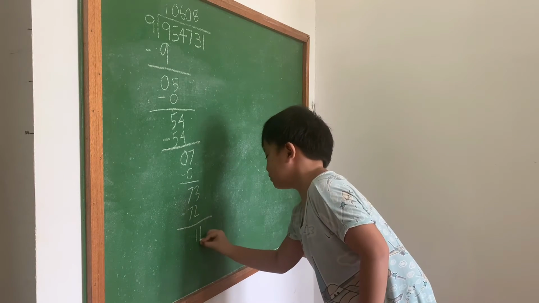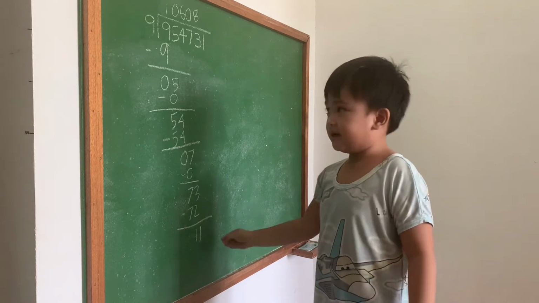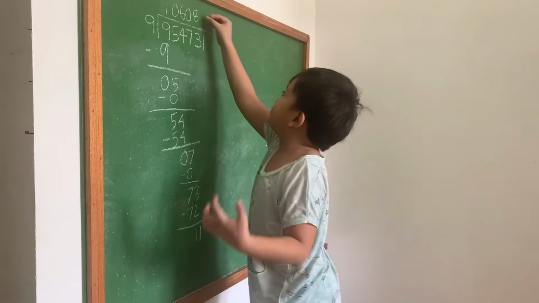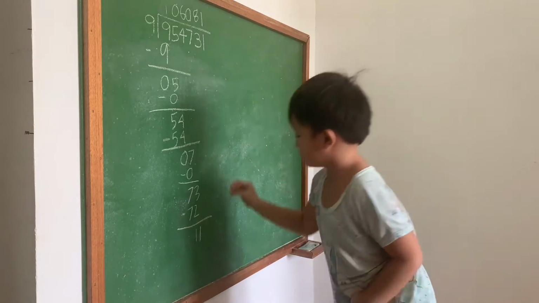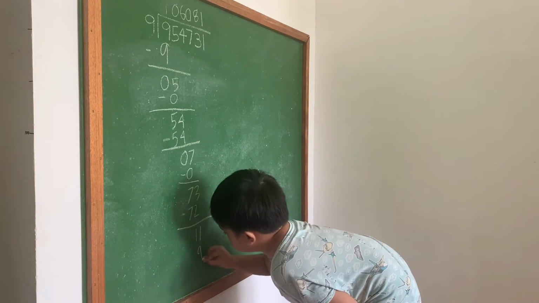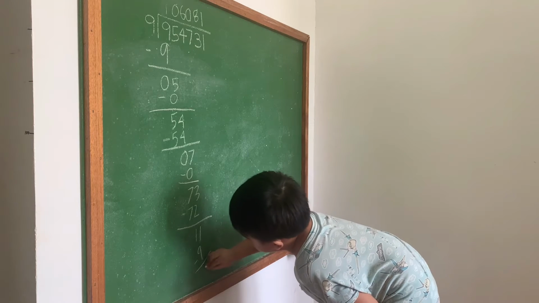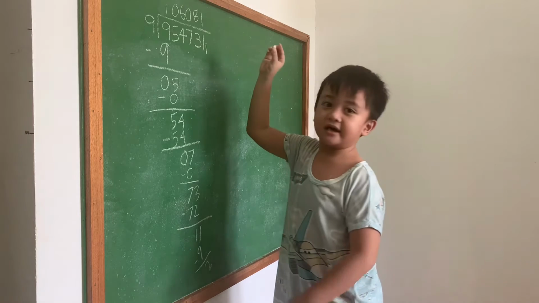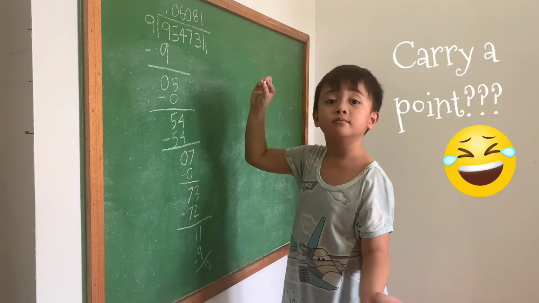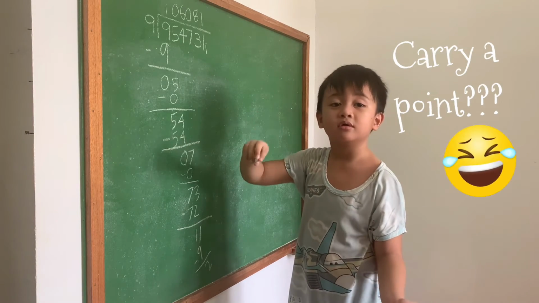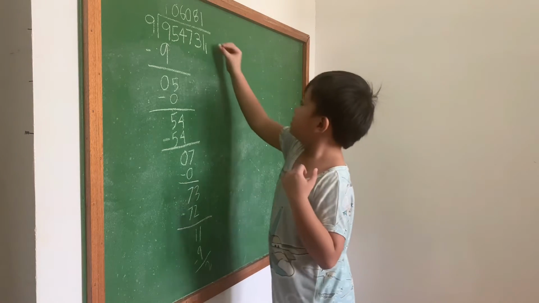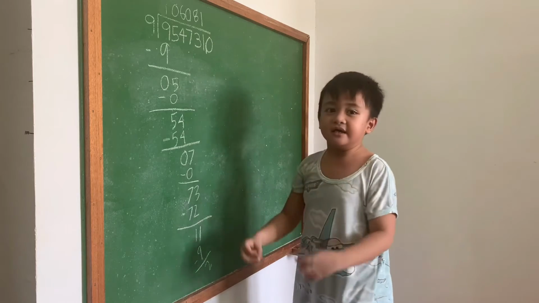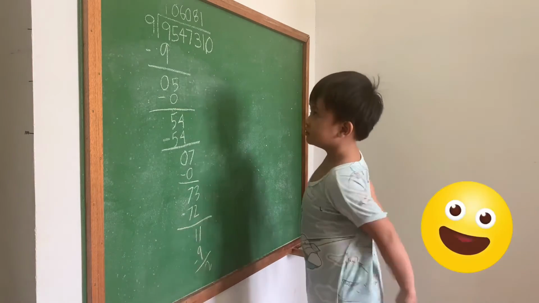Now bring down 1. 11 divided by 9 equals 1. 1 times 9 equals 9. So let's carry a point. Let's put a 0 if there's a point.